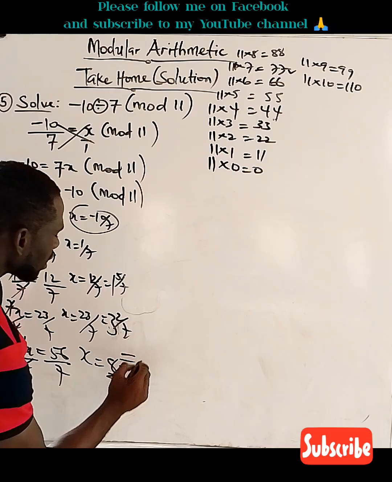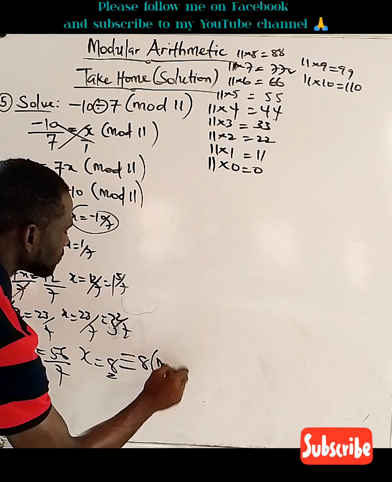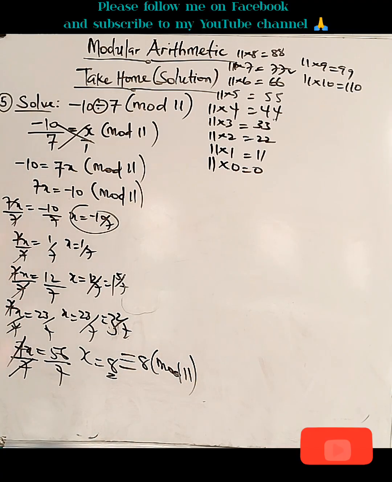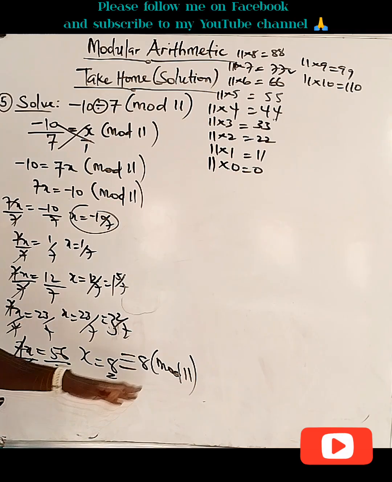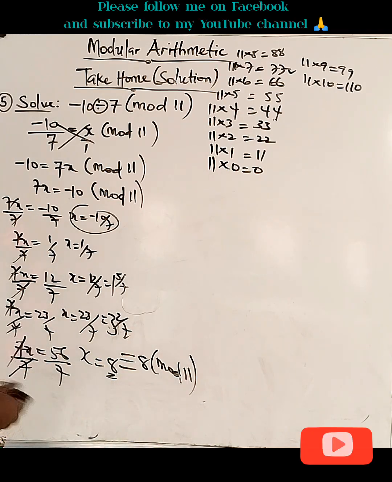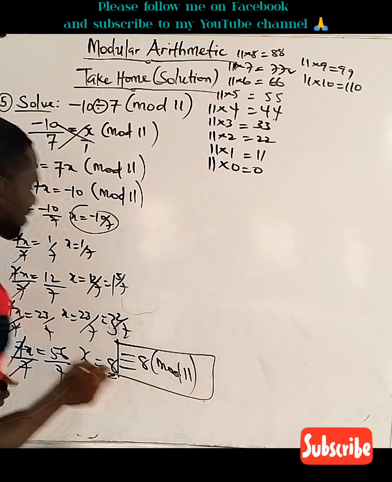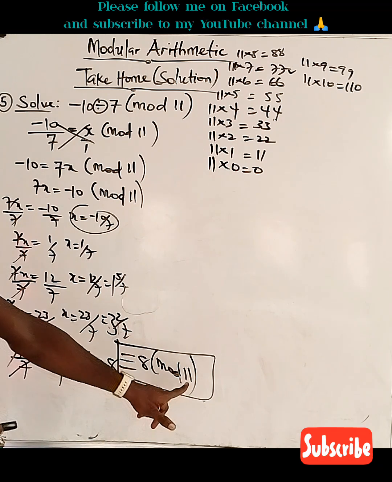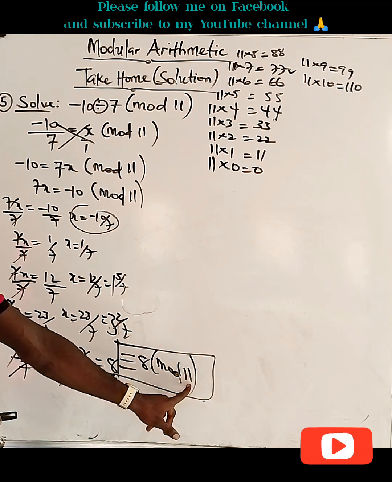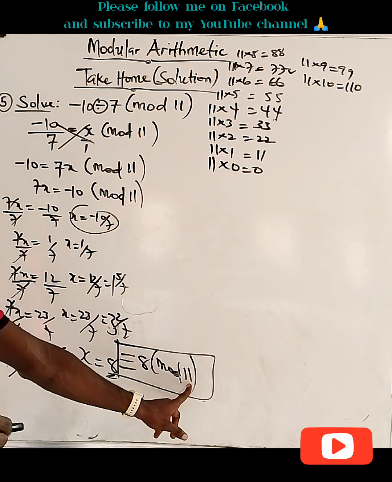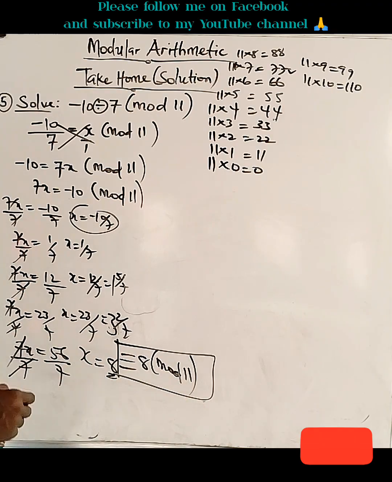So 8 modulo 11. So minus 10 divided by 7 will give us 8 modulo 11. Absolute result. Don't forget, whatever answer you get must not be up to the modulo you're talking about. The highest result here should be 10 and not anything up to 11 or more than 11. So we're done with this very approach.